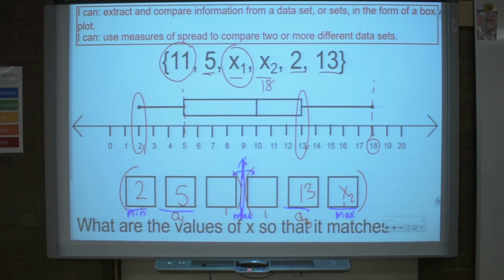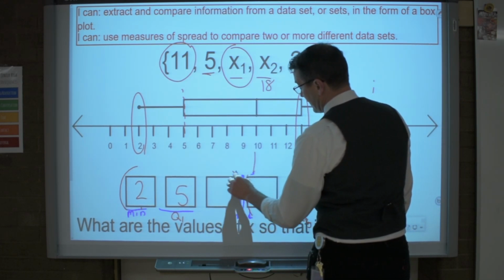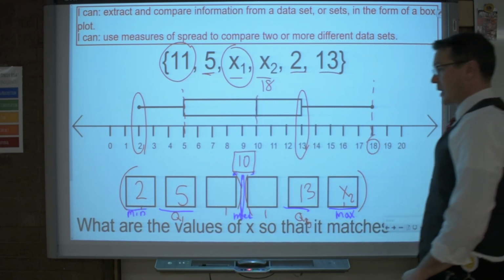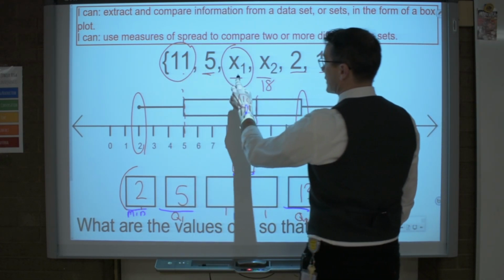And so the last thing I need to do is say, okay, well, I know I need to find that middle here, and I guess that's my median. And my median says on the graph that it should be 10. So I go, okay, 10 has to be my median. Well, I have to deal with an 11 and an x1.